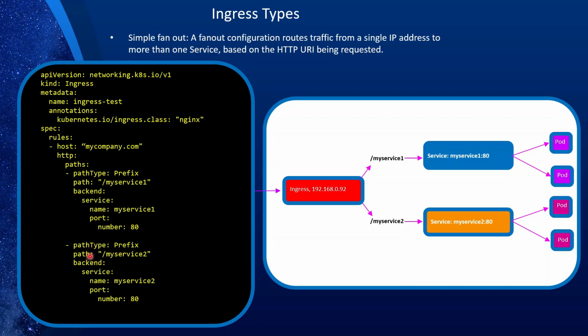And then the other option is /myservice2. Again, we specify prefix. You can specify exact match if you don't have anything that you want to pass after, like myservice2. Again, we specify the backend, and below that, the service that is behind that. In this case, it is myservice2, and it is listening on port 80.